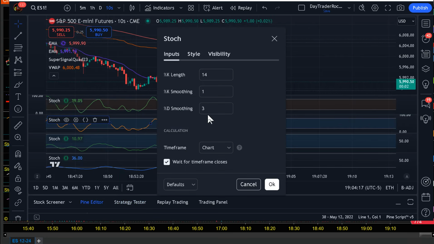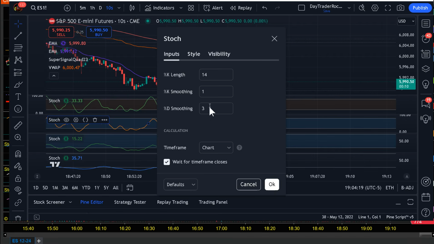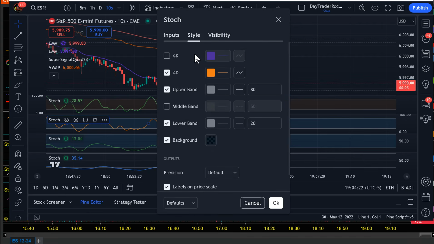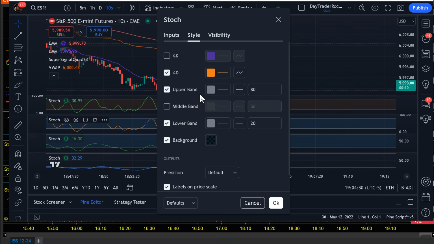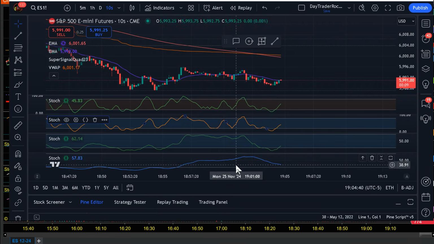Again, 14.3. And again, if you look at the visibility, go to style. I make the K line transparent, or I uncheck it, so there's no line there at all. Now you have your upper band, middle band. You could put something in there if you want to make your background better. You could do other things on that you like, but this is probably the most important thing.